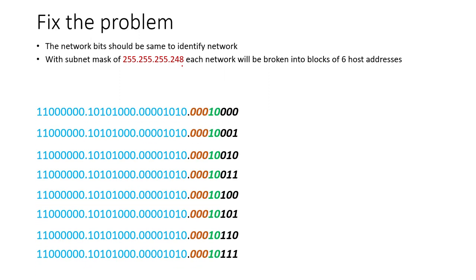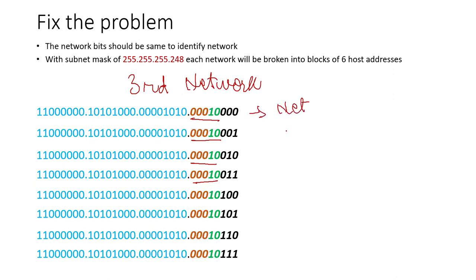Now let's look at the third network. What we are doing is changing the combination of bits, but the important point to look at here is that all these borrowed bits are the same, right? So this identifies that this is the same network. If we change this combination, it will change the network. So this is the third network, and again, this is the network IP, this is the broadcast, and this is the range of host IPs.